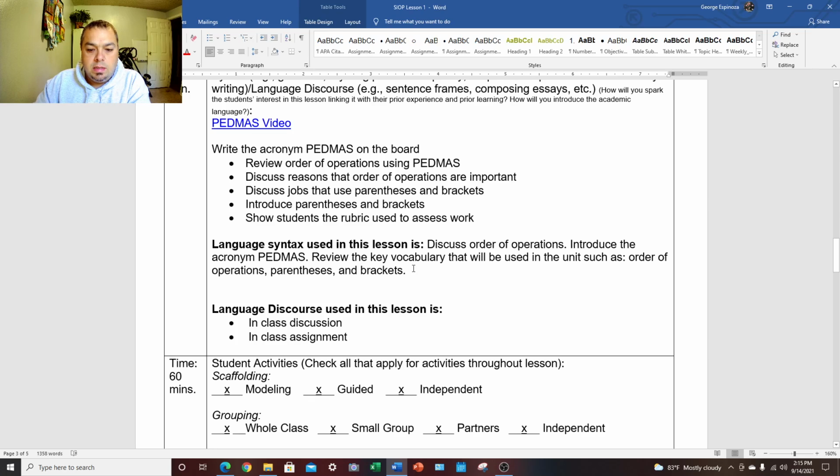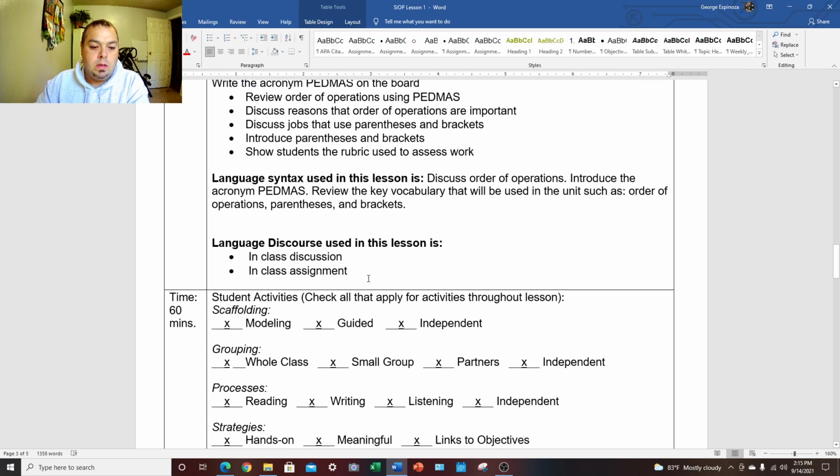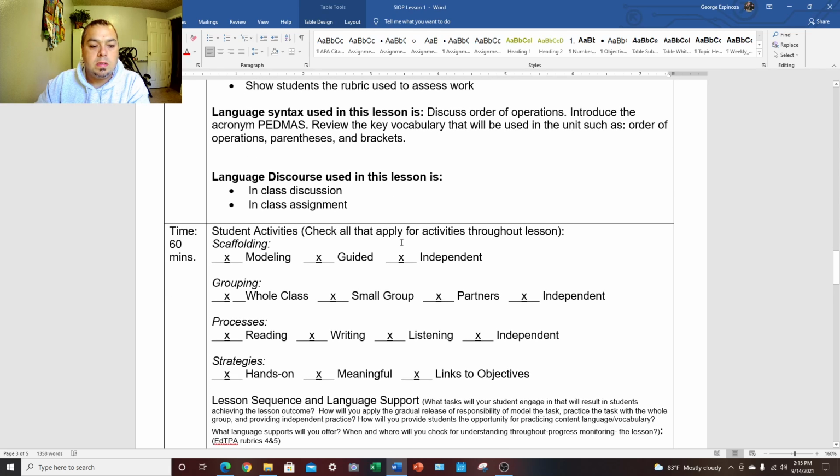The language and syntax in this lesson is discussing order of operations, introducing the acronym PEMDAS, and reviewing key vocabulary that would be used, such as order of operations, parentheses, and brackets. In this particular lesson, they would use this information in class discussion and an in-class assignment.